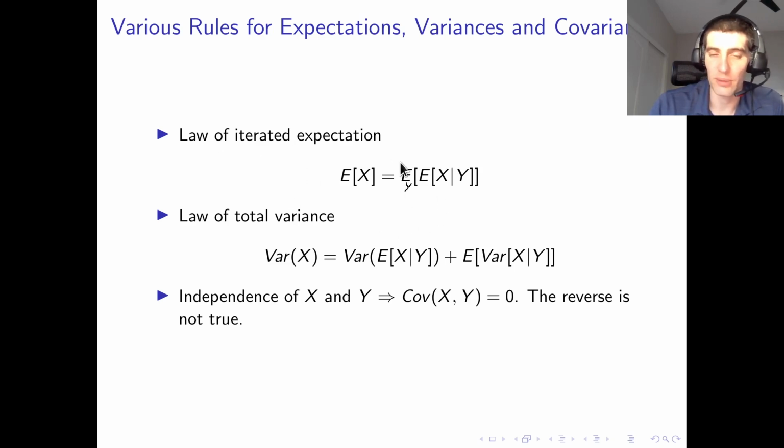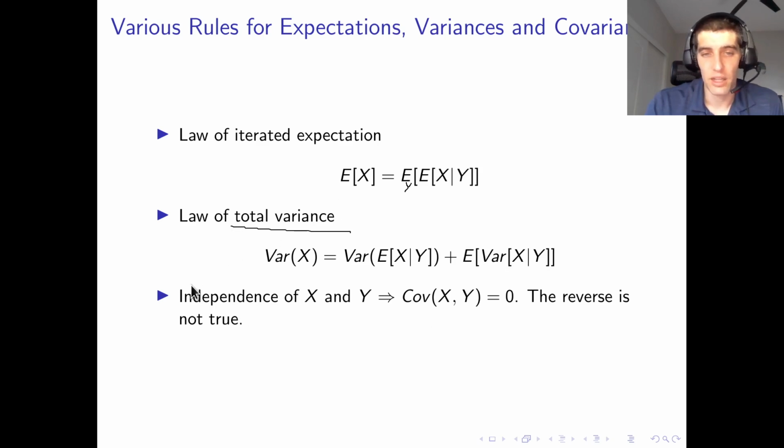The law of iterated expectation has an analogous law for variance, where you can do this conditioning on y to get an expression for variance. You can write the variance of x as the variance of the conditional expectation plus the expectation of the conditional variance. Okay, this is called the law of total variance.